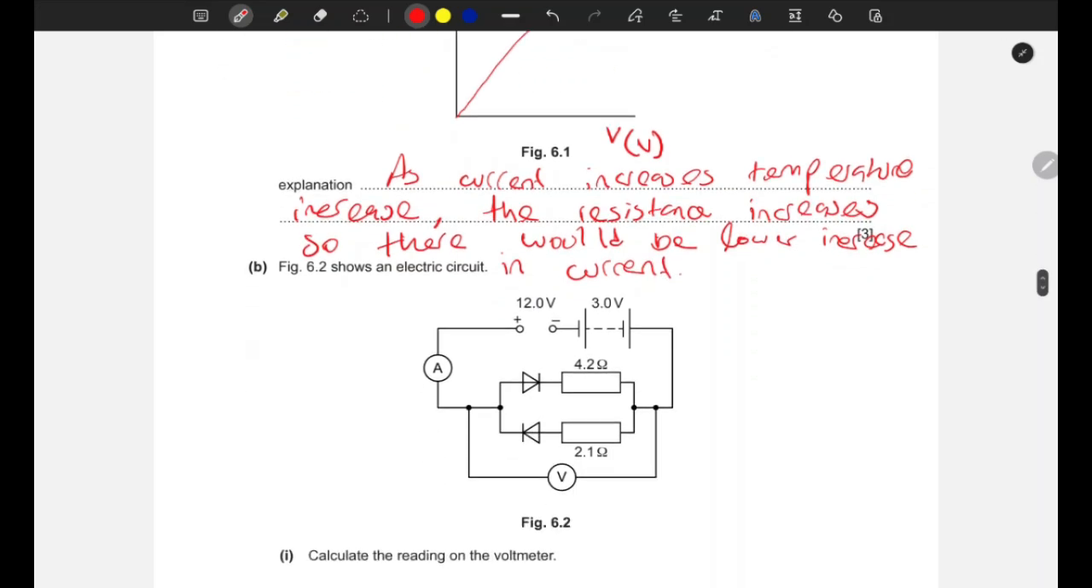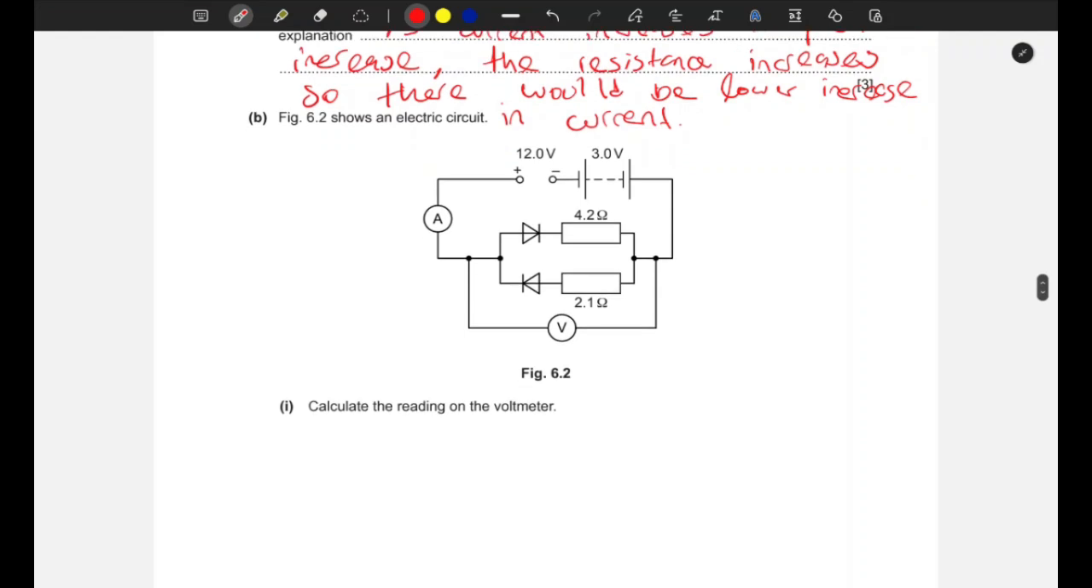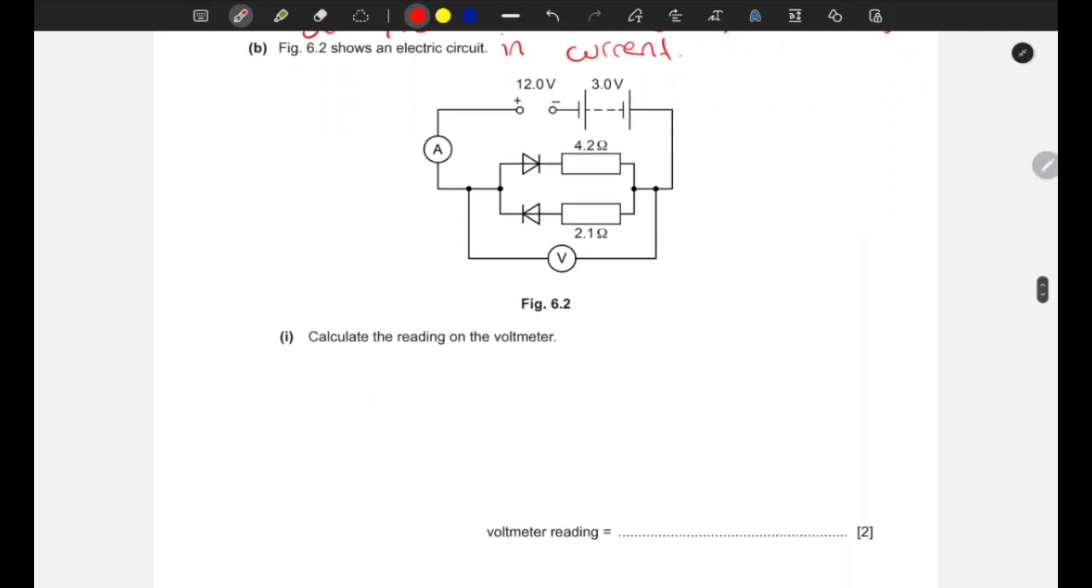Let's move on to part B. Figure 6.2 shows a circuit. So this looks like there's a lot of components, so let's take it step by step. Calculate the reading of the voltmeter. So we have our voltmeter right over here.